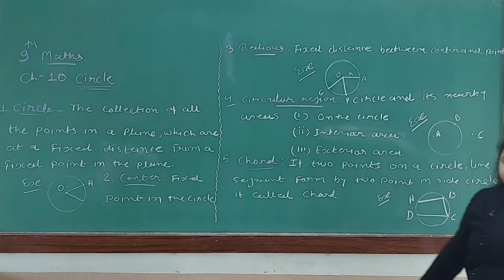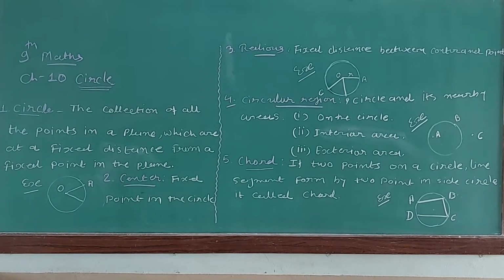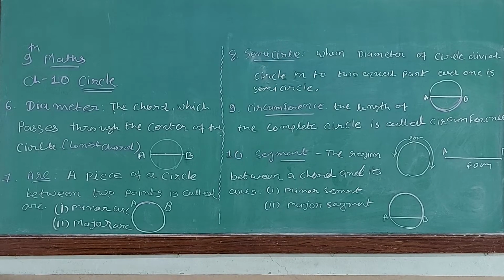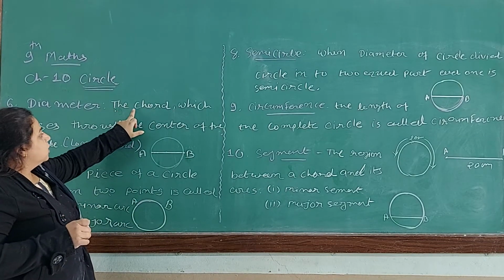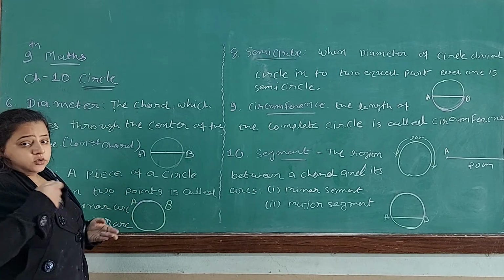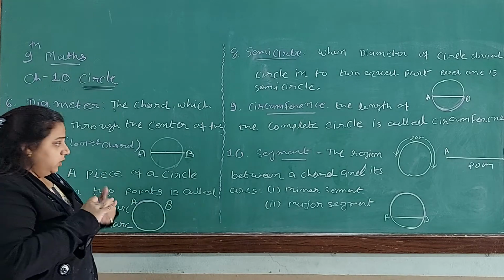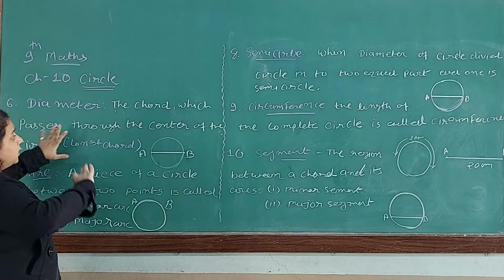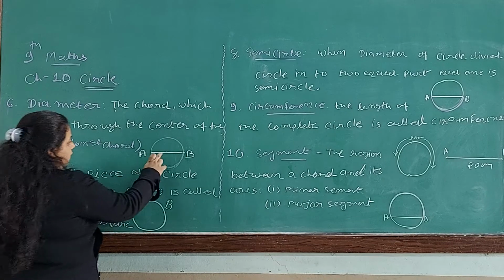Right? The next definition, sixth one, is the diameter. What is the meaning of diameter? The chord which passes through the center. Because we are learning about the diameter, you have to know about chord. So that was the last one, the 5th, right? So the chord which passes through the center, you know, right?